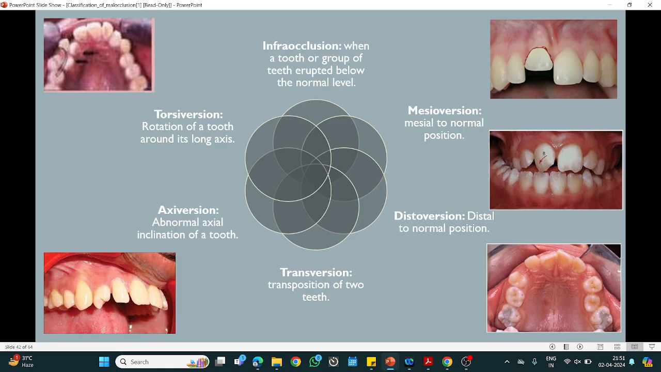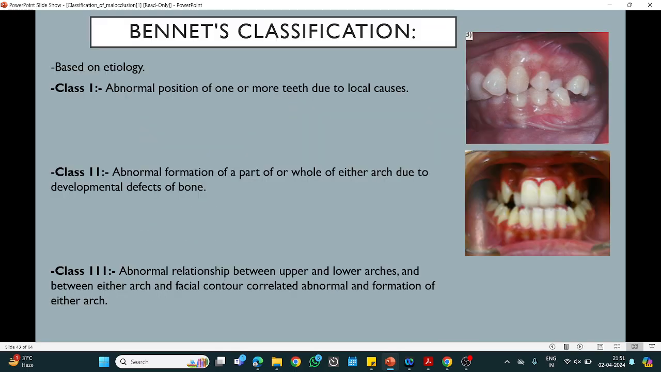Then mesio-occlusion is where the occlusion is more mesial as compared to normal. Then distoversion is distal to the normal position. Transversion is transposition of the tooth. Axoversion is abnormal axial inclination of the teeth. And torsioversion is rotation of the tooth.